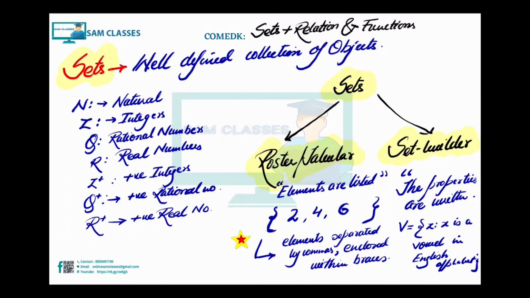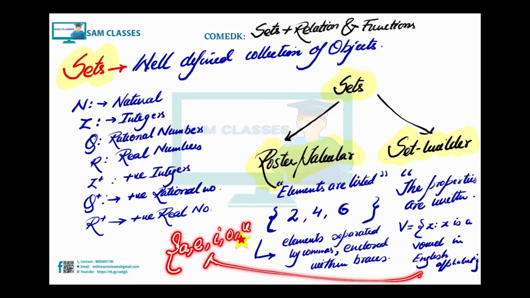Like we have written set V equal to {x such that x is a vowel in the English alphabet}. If we wanted to write the same thing in roster form, we would write brackets and all the vowels in the English alphabet: A, E, I, O, U, correct?